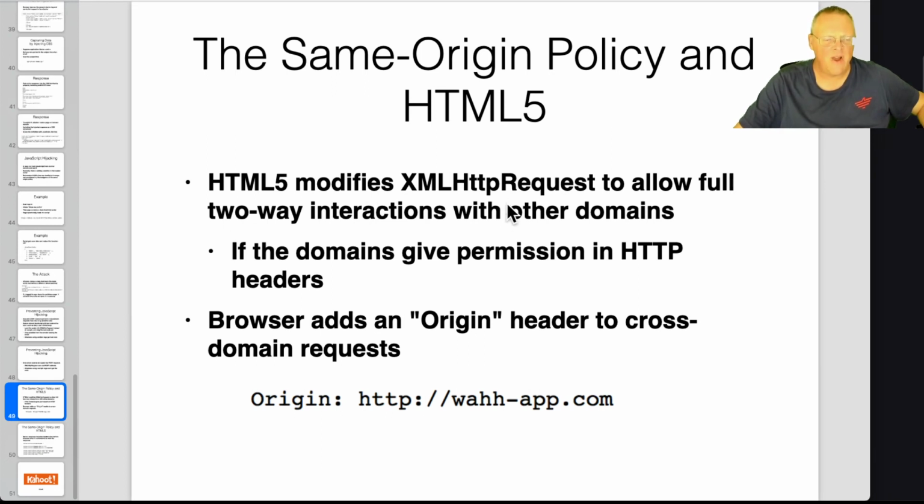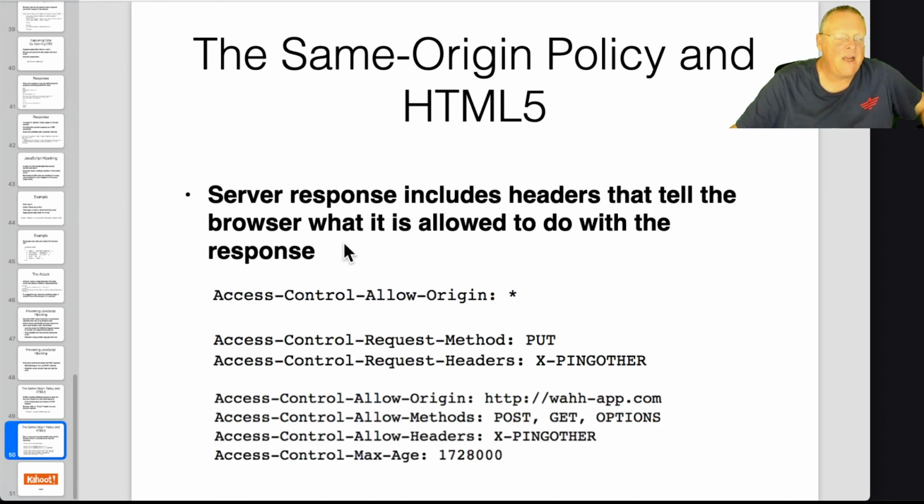Anyway, HTML5 modifies this request to allow cross-domain requests if you give it permissions. So if you do this, your browser adds an origin to cross-domain requests, so you know where you're loading the script from. This is so you can define some degree of trusting another domain. And so the server response will include headers that tell the browser what to do. This is the modern solution, and I have hit this a few times. I thought this was the problem with a bug last week or the week before.